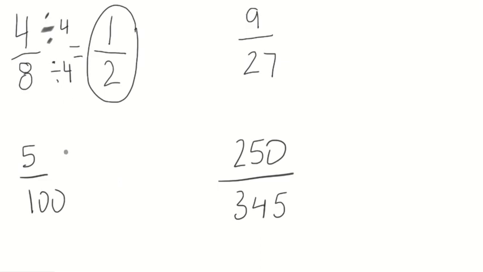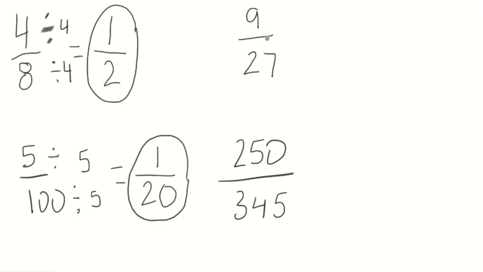5 over 10. Again, I want to divide both the numerator and the denominator by the same number. What would that be? We want to think of the largest, and it would be 5. 5 divided by 5 is 1. 10 divided by 5 is 2. Can I simplify this? Well, the numerator has a 1 in it, so I know it's in its lowest form.